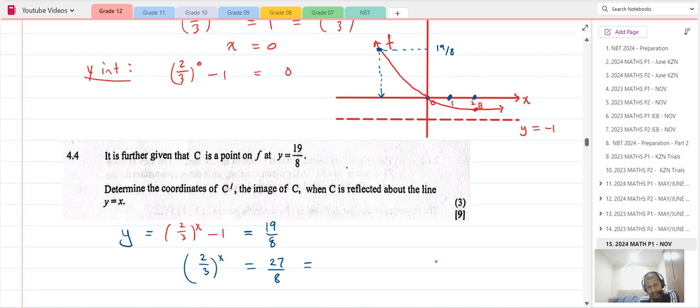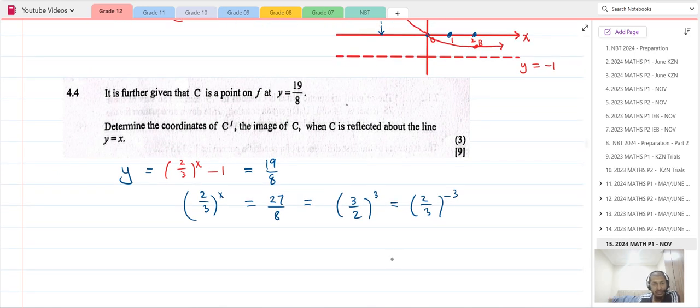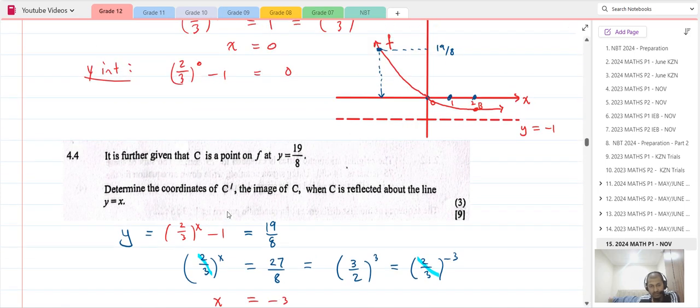Now 27/8 is (3/2) cubed, which is equal to, flip this, you get (2/3)^-3. Correct, rules of exponents. So now we can drop the bases, or you can just use logs, right? Drop the bases here, and we got x is equal to -3. You can also use trial and error and figure out the value of x is -3.